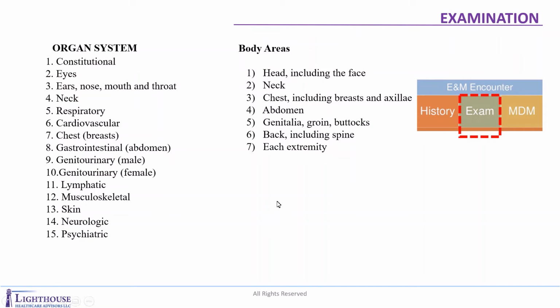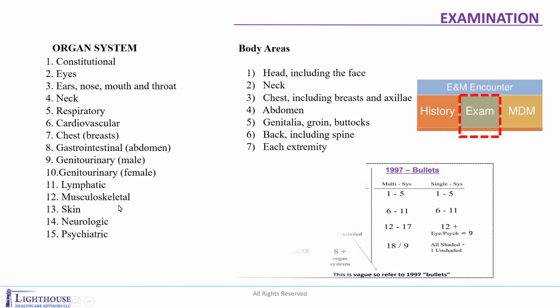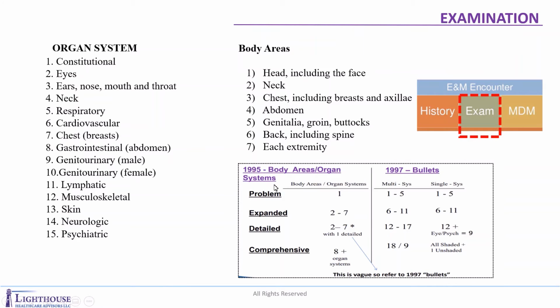The second key component is examination. The examination is performed by the physician. There are 15 systems under examination. Based on the number of systems reviewed, the level of examination is decided by the coder. Examination is classified into 1995 and 1997 guidelines. Examination has 4 levels: problem-focused, expanded problem-focused, detailed and comprehensive, based on how many systems were examined during the visit.